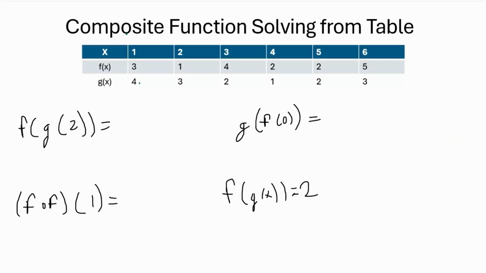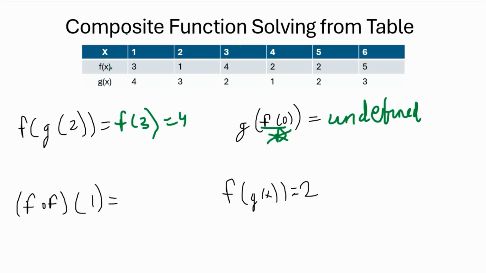Now for solving composite functions, it's pretty straightforward. If you have a table, you go step by step, inside out. So g of 2 is 3. So this becomes f of 3. And f of 3 is 4. So this becomes 4. Same thing, f of g of 0. Well, in this case, there is no 0, right? So it's not in the domain. So this becomes undefined. Then g of 1 is 3 and f of 3 is 4.